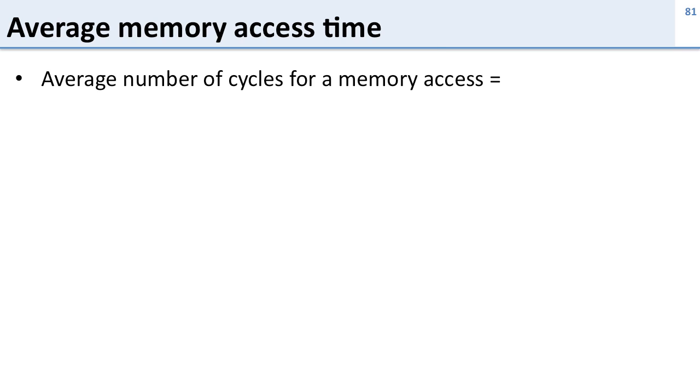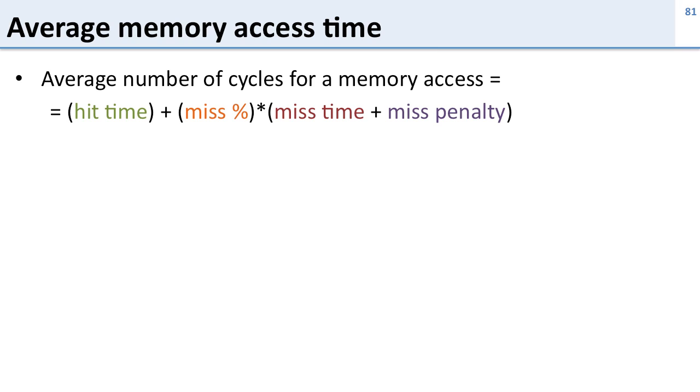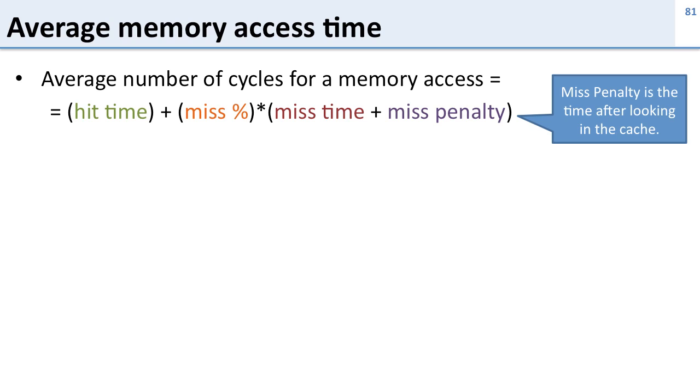So this is the average number of cycles for a memory access. And how do we compute this? Well, it's the amount of time it takes for a cache hit plus the percentage of cache misses times the amount of time it takes for a cache miss plus the penalty for missing. So the miss penalty is the time we spend after looking in the cache. When we miss on the cache, we're going to first look in the cache, and that will take some time, and then we're going to spend some more time going to DRAM to get the data.